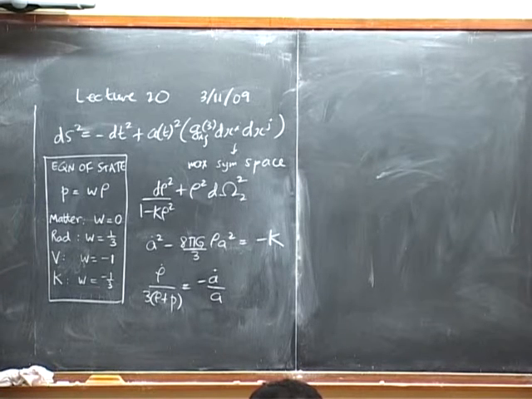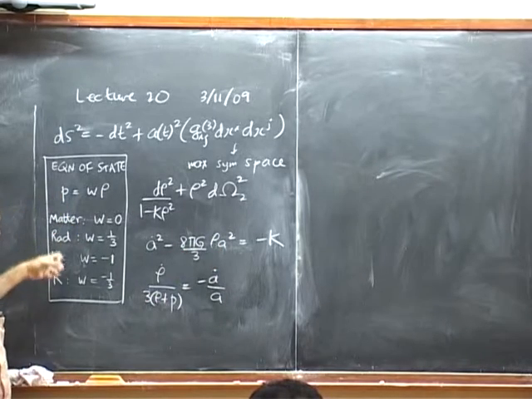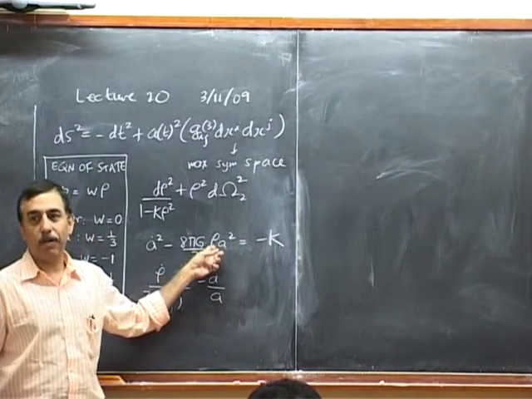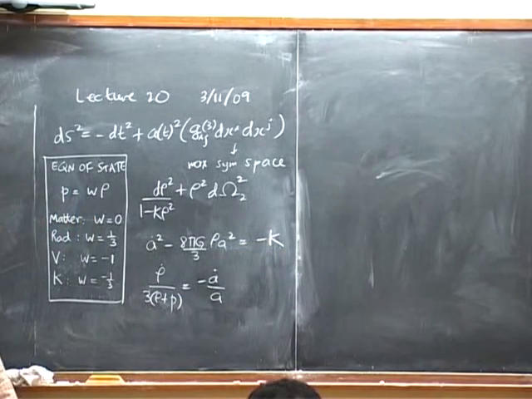But I emphasize again, it's very easy to make a mistake by saying that among the contributions to this rho, there is matter, radiation, vacuum energy and curvature. In this equation, only three contributions are there to rho and the fourth one is written out for you. You have to be careful about it. Okay, good.